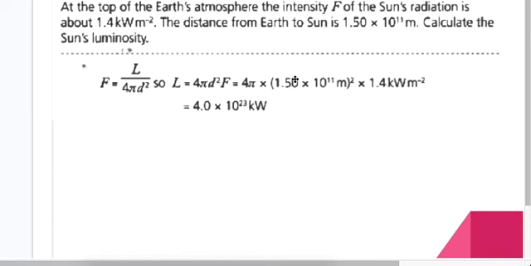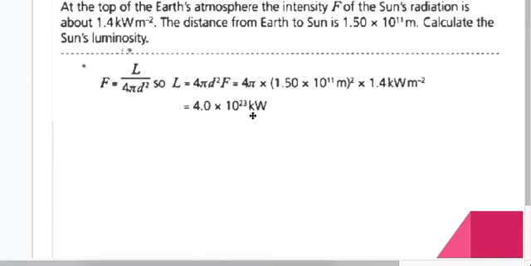4 pi is multiplied with the given distance, 1.5 times 10 to the power 11, squared, times the given flux, 1.4 kilowatt per meter square. And your final answer is 4.0 times 10 to the power 23 kilowatt. This is the sun's luminosity.